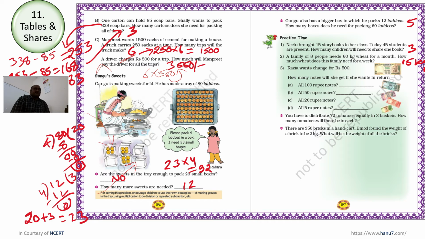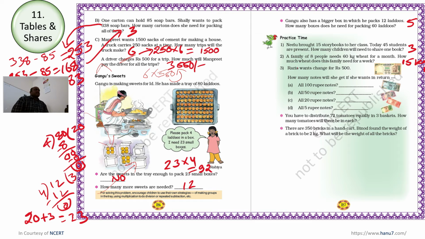A family of 8 people needs 60 kg of wheat a month. How much wheat does this family need for a week? Okay, so a week is a part of a month. Every month will have 4 weeks. So 60 kg divided by 4 will give you 15.